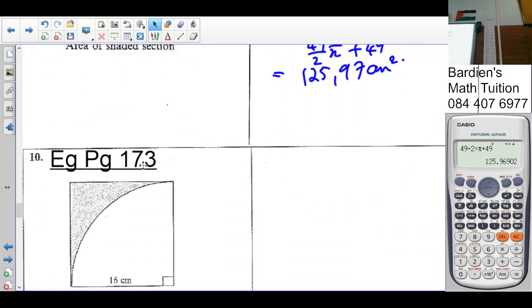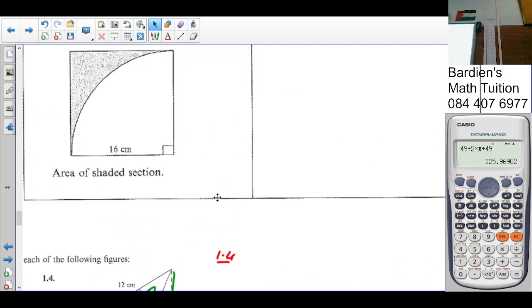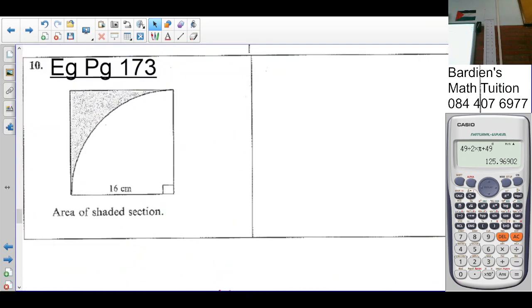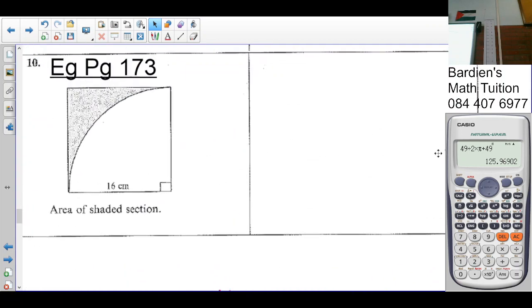Right, let's look at number 10, and this one again, page 172. What do you notice here? It's a square. The square, yes? And it's a quarter circle. Quarter circle, nice. So, can you all see a quarter circle? Yes.